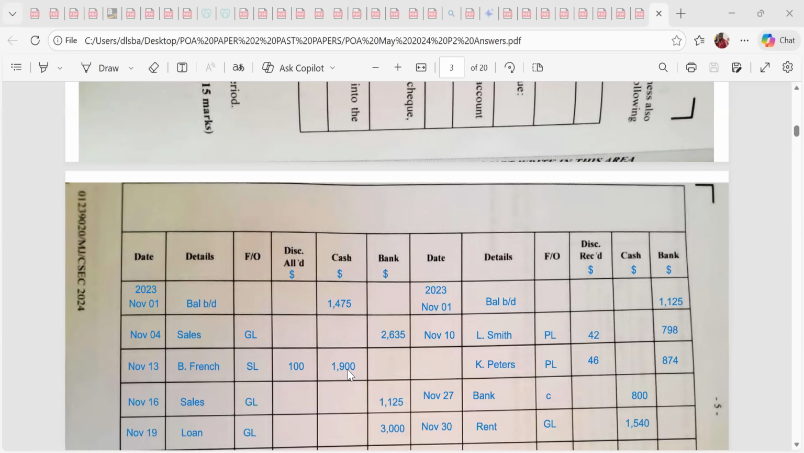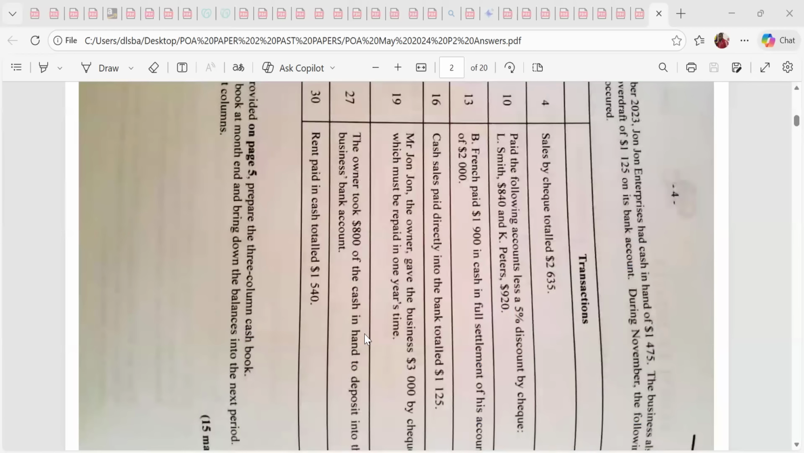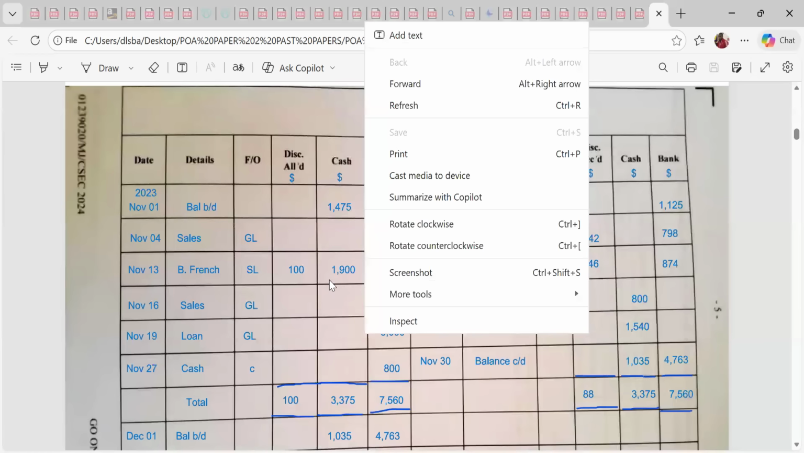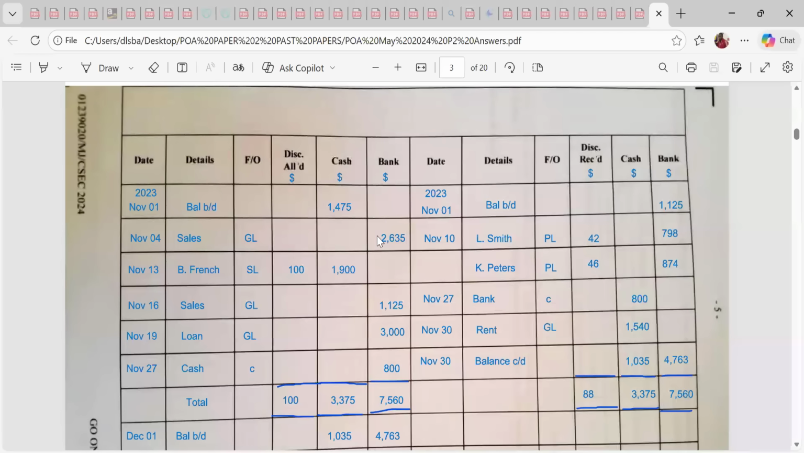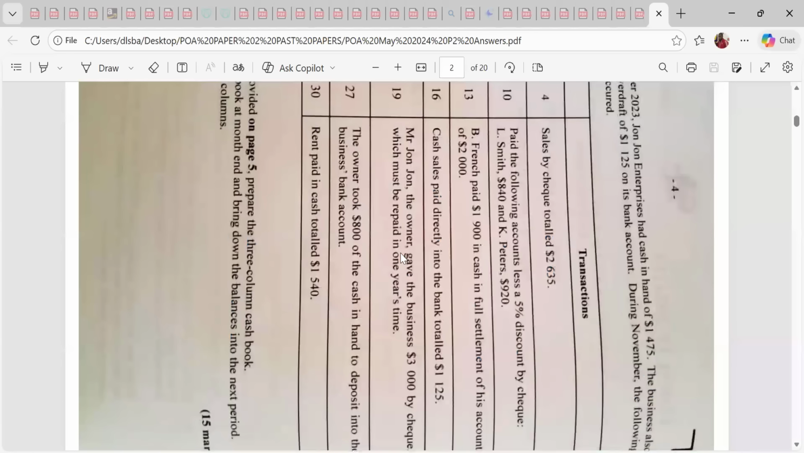Next one. Cash sales paid directly into the bank total 1,125. Now, yes, it is a cash sale, but because they put it into the bank directly, we are going to record it under the bank column. So once it's a sale, are we getting money or spending money? Getting money. So it goes on which side? Debit side. Oh, you see how easy the cash book is? The cash book is real easy. So we record sales and we put the amount under the debit side, on the bank, because it was paid directly into the bank.